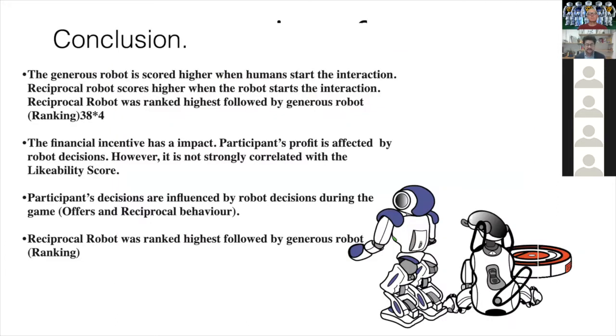What we learned from this experiment is that generous robots are scored higher when humans start the interaction, and also that reciprocal robots score higher when the robots start the interaction.